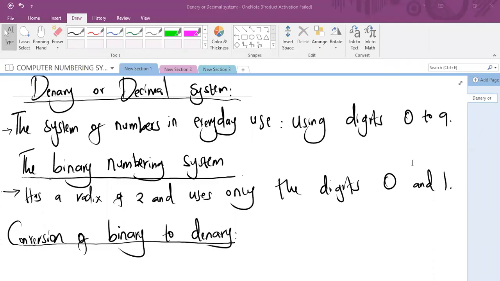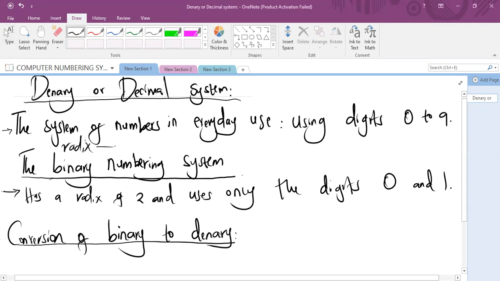Hello guys, I would like us to look at denary and binary numbering systems. Now, the denary or decimal system is basically the system of numbers in everyday use, using digits 0 to 9, that is 0, 1, 2, 3, 4, 5, 6, 7, 8, and 9. It is said to have a radix, or base, of 10, and the binary numbering system has a radix of base 2, and it basically uses the digits 0 and 1 only.